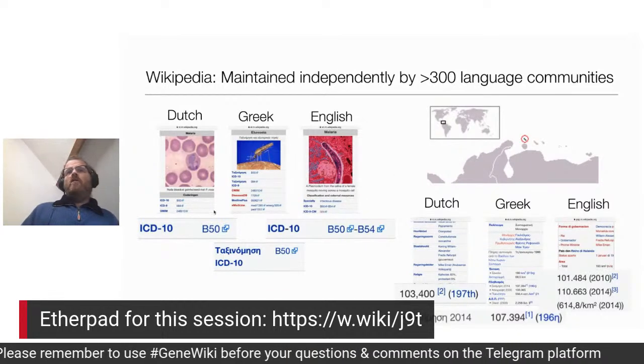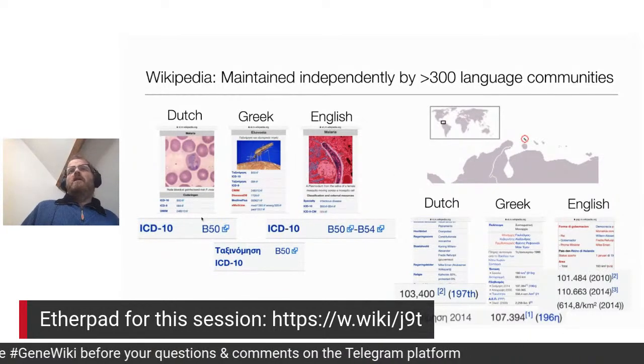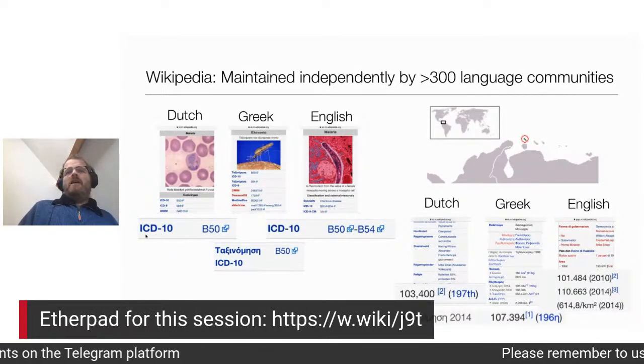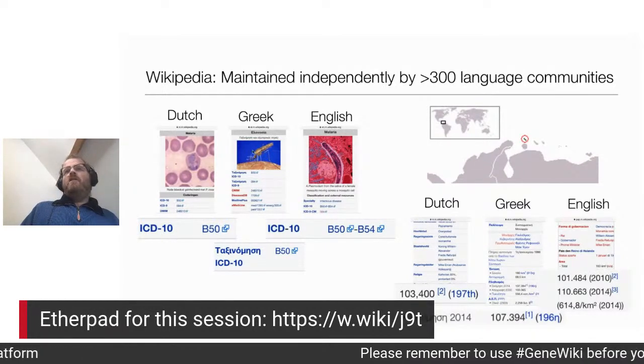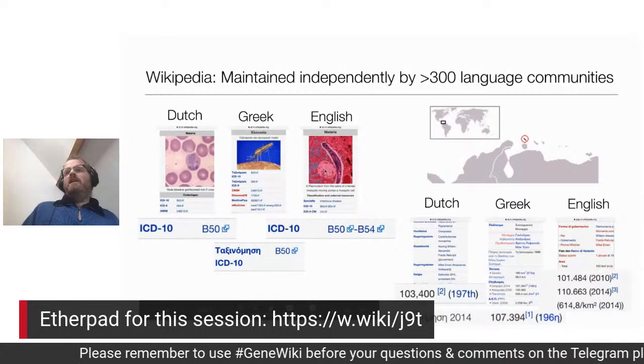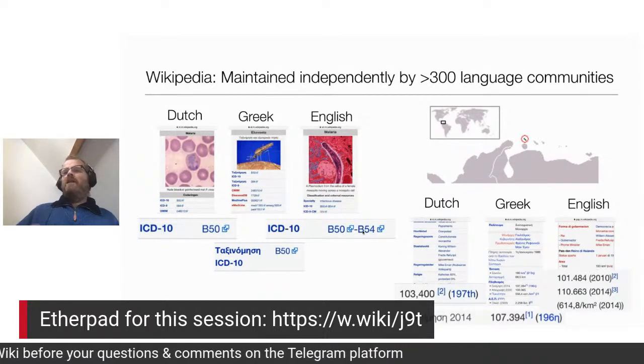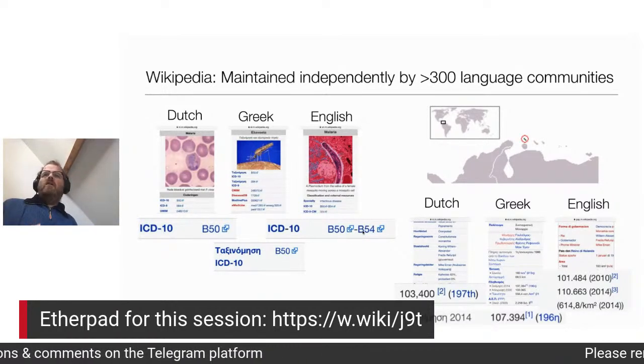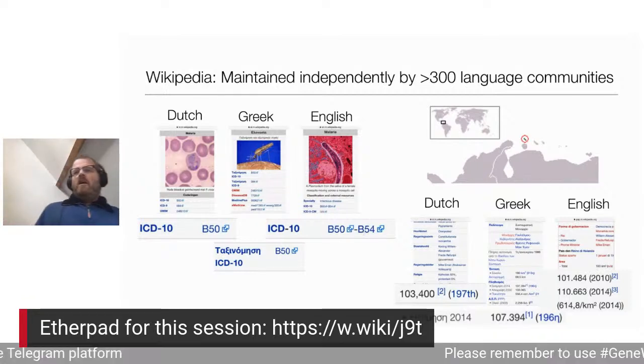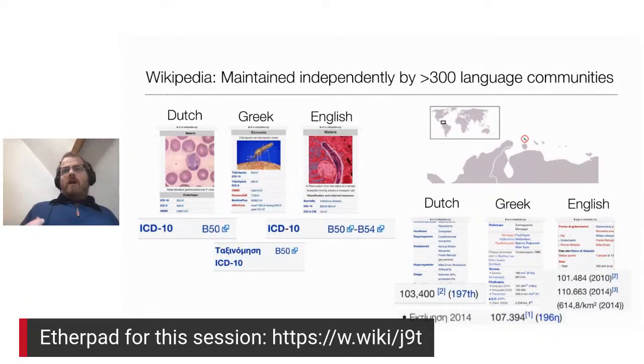Here I have an example of an info box extracted from the Dutch Wikipedia page. It says the ICD-10 code is B50. On the Greek Wikipedia, it also says B50. But in the English, there are multiple references. So there are more handles in the English Wikipedia than in the Dutch and the Greek. There are other examples where it's the other way around, where the Dutch or the Greek Wikipedia have more information which is not available in English.